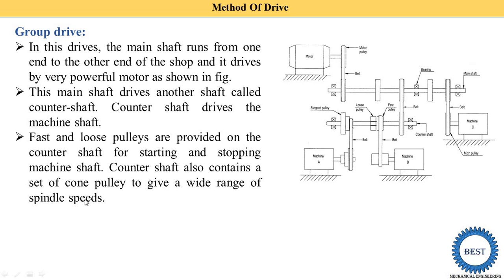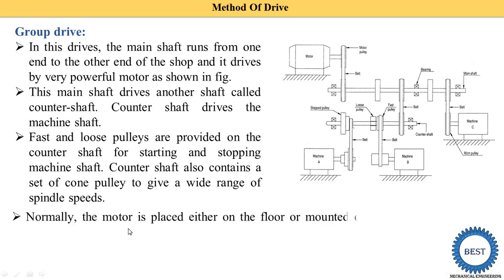The counter shaft also contains a set of cone pulleys to give a wide range of spindle speeds. Here you see this is the cone pulley. By using this cone pulley, we are able to achieve various speeds of the machine. Here the diameter of the pulley is smaller and here it is larger, so less speed is achieved. When we need to run machine A at a higher speed, we need to attach this belt on this pulley. Here the larger diameter pulley is there and here the smaller diameter, so here we achieve higher speeds.